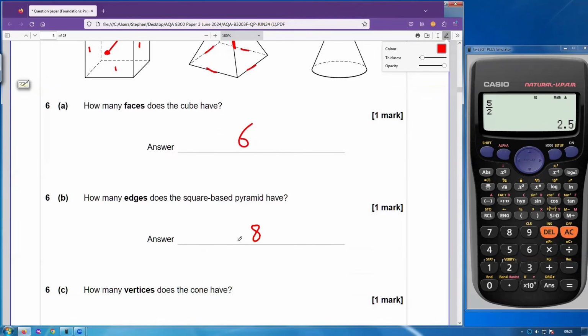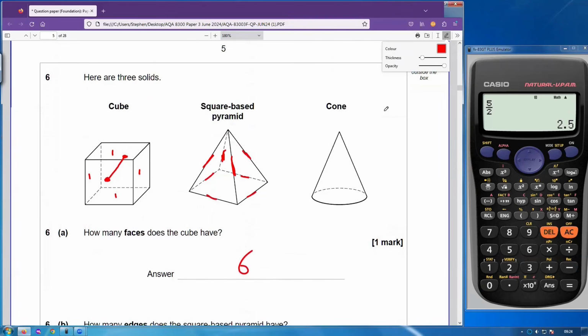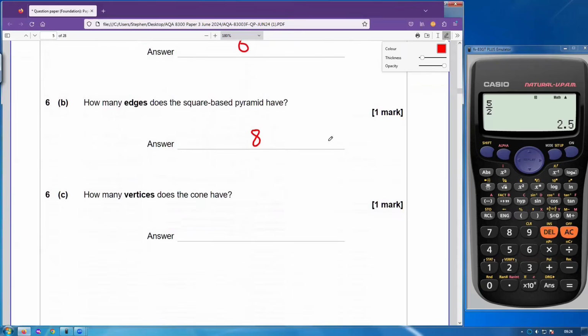And how many vertices does the cone have? Well, it's only got 1 stuck at the top there. Vertices being points, where lines meet. It's a funny one, but anyway, the cone's got 1.